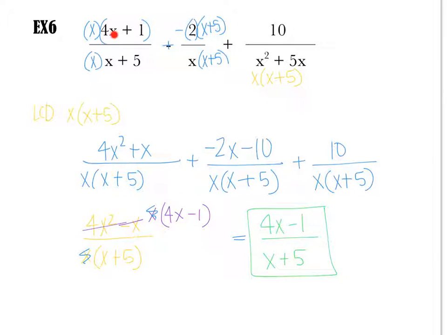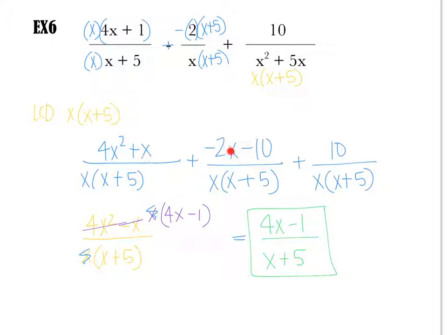So here I needed to distribute an x to both parts, so that became 4x squared plus x. Here I had a minus sign, and so I turned it into a plus sign and made that negative. So I ended up distributing a negative 2, so negative 2x, and negative 2 times 5, which is negative 10. And then they all have that same common denominator. So now that they have that common denominator, I moved it down here, and I just combined my like terms.